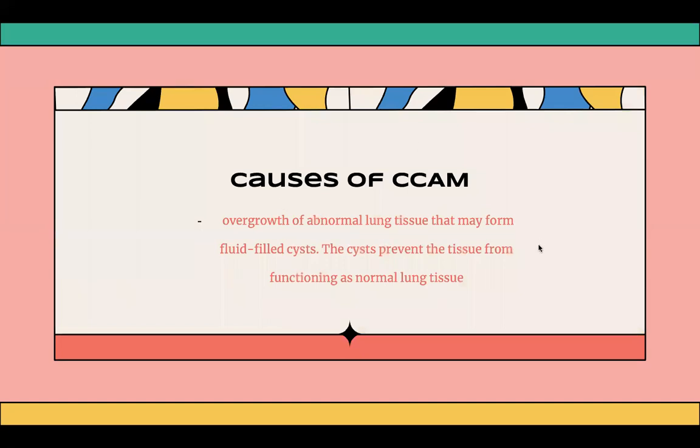Some causes of CCAM are an overgrowth of abnormal lung tissue that may form fluid-filled cysts, and the cysts may prevent the tissue from functioning as normal lung tissue. The malformation can also communicate with the bronchial tree, and the cysts can be small or large. It just depends on the type of CCAM that the fetus has. It normally has a variable texture, and it can be solid, mixed, or cystic. Most structures are unilateral, so it's either on the right lung or the left.